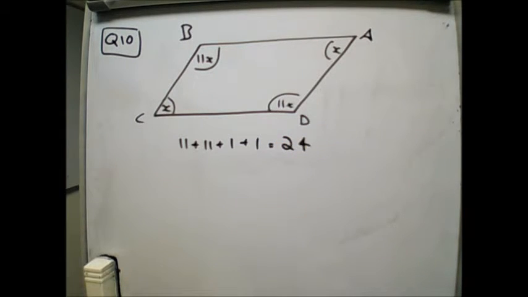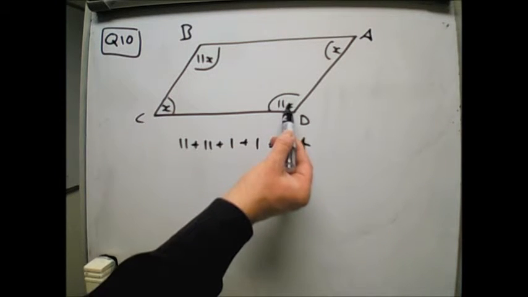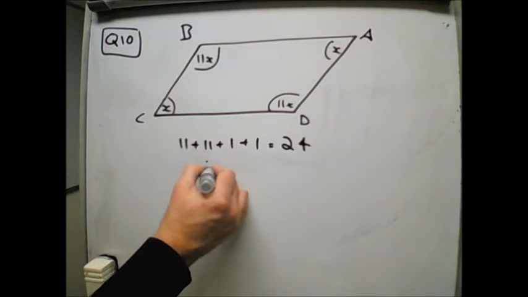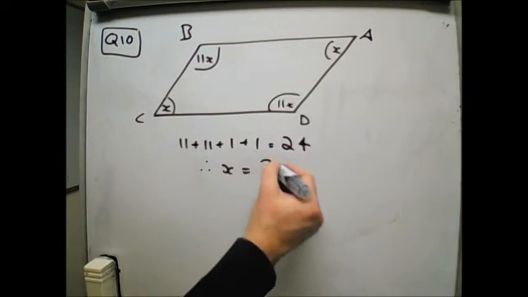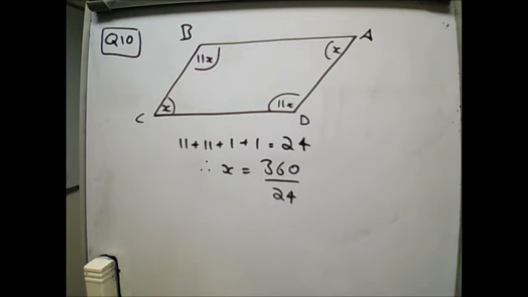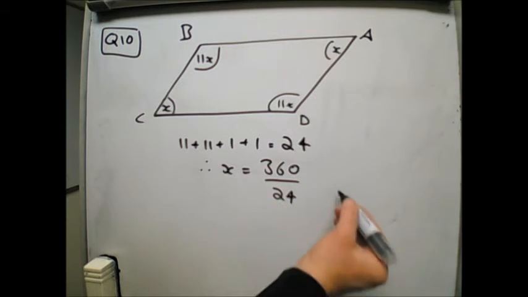And because opposite angles are always equal in these parallelograms, 11 plus 11 plus 1 plus 1 equals 24. So that means the total internal angles contained in this are 360, and we just divide that by 24. That will give us, in this case, X, which is saying angle C or angle A.